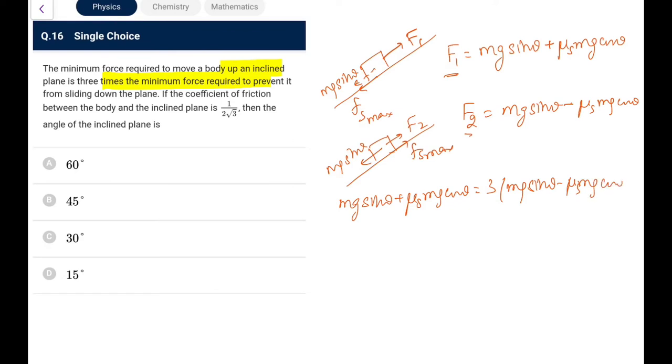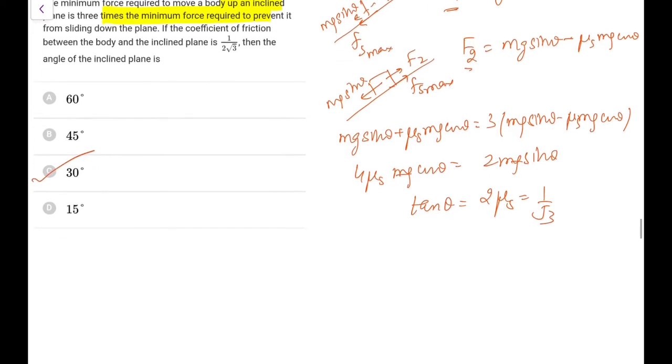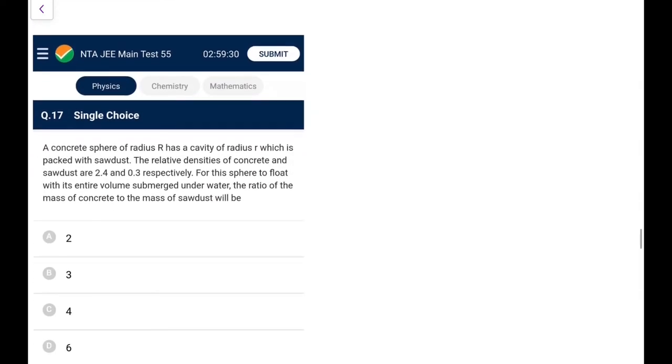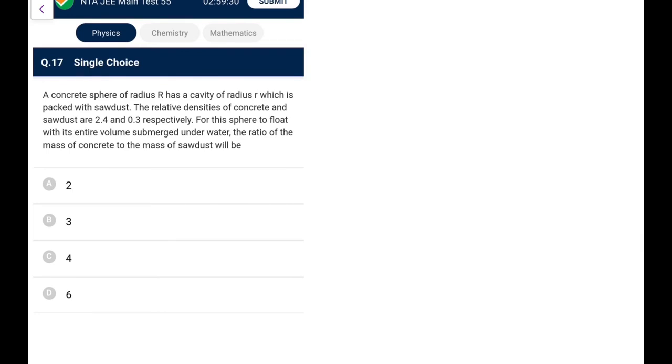So if I do this calculation, what do I get? I get 4 mu s mg cos theta is equal to 2 mg sin theta. So mg cancels, and I am left with tan theta equal to 2 mu s. 2 mu s means 1 by root 3, that means theta is 30 degrees. That's an easy one for you. You must have done such questions before. Now going ahead, after 16 we'll take up question number 17.